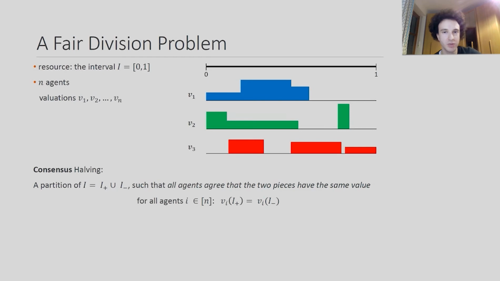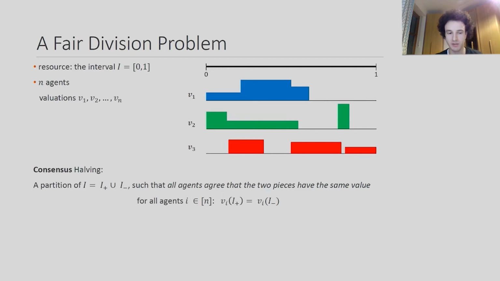What is the motivation for this problem? You can think of, for example, two families that want to divide some resource, and you want to ensure that all the members of both families are happy with that division, that they agree that it's a fair division, that the two parts have the same value.